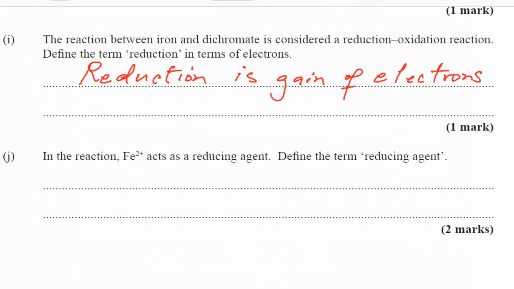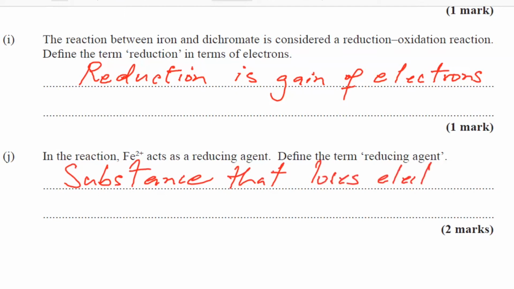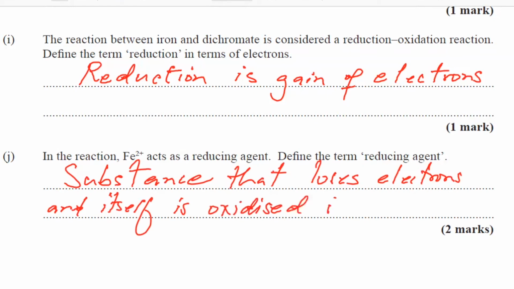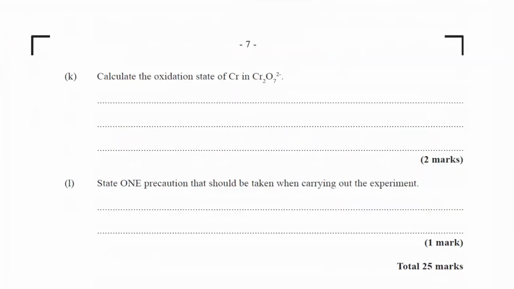Part J, in the reaction, Fe2+ acts as a reducing agent. Define the term reducing agent. So a reducing agent is a substance that is being oxidized in a redox reaction. A substance that loses electrons and itself is oxidized in the redox reaction. That would give us our marks. So we're 3 marks away from 25 marks.